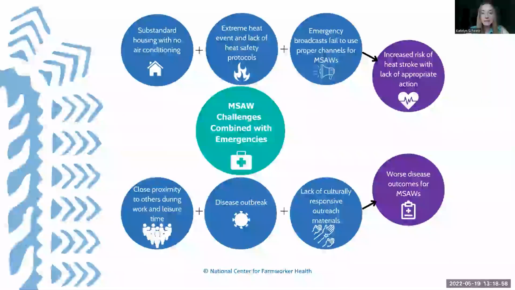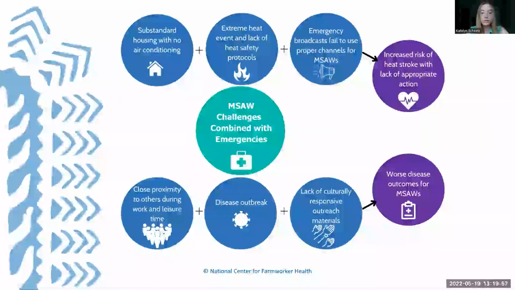So in the case of, on the top, for example, a heat wave, right? We have the occupational hazards and living hazards of substandard housing with no air conditioning, as well as a lack of heat safety protocols in the industry. You combine that with an extreme heat event, which is the emergency, and a failure on the part of emergency broadcast to use proper channels for migrant and seasonal agriculture workers. And we see the result of an increased risk of heat stroke with lack of appropriate action. So each of those events were necessary to create this negative outcome. So even by using better channels for migrant and seasonal agricultural workers, we might have been able to improve that outcome, right?